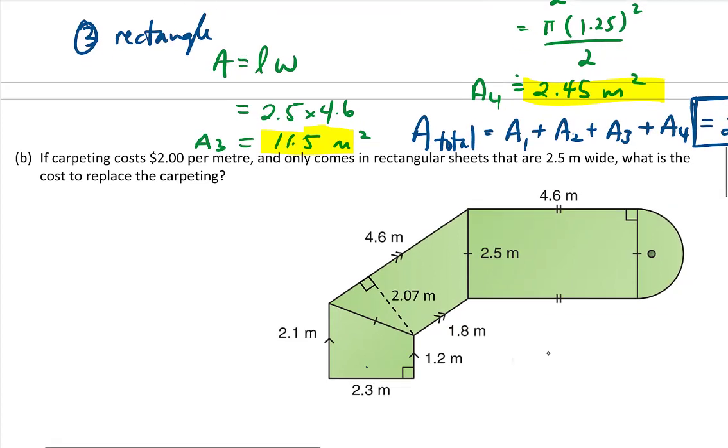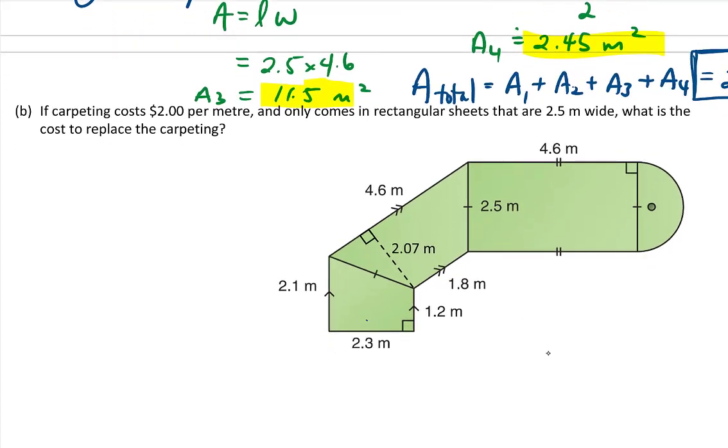So part B. If carpeting costs $2 per meter and it only comes in rectangular sheets that are 2.5 meters wide, so notice the widest this course is 2.5 here, so we're going to have some waste here when we put the sheet down. What is the cost to replace the carpeting?